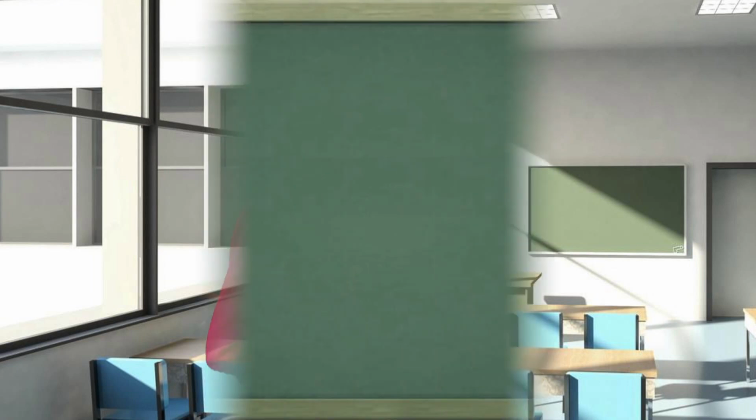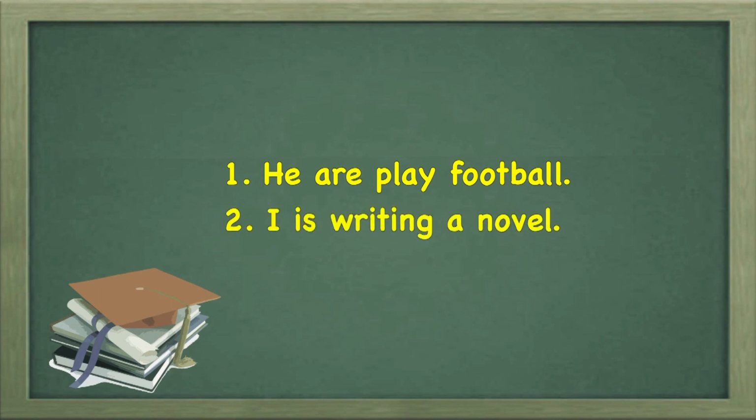To test your understanding about the grammatical rules for present continuous tense, let's identify some errors from these sentences. The sentences are: he are play football, and I is writing a novel. Write these sentences in your notebook and try to identify all the errors in these sentences. You can pause the video until you have completed this exercise.